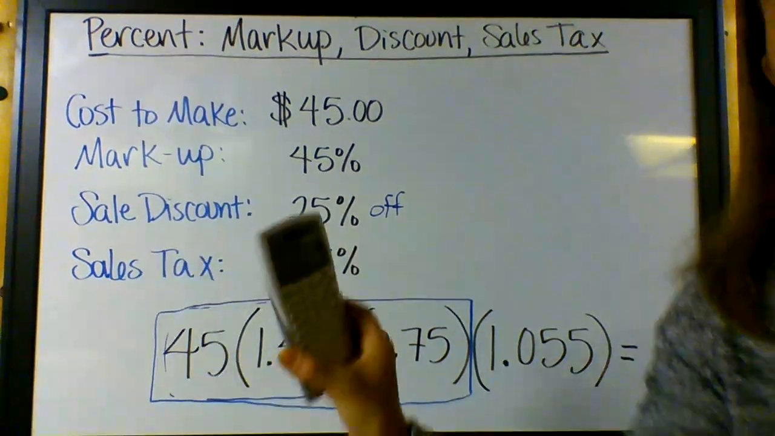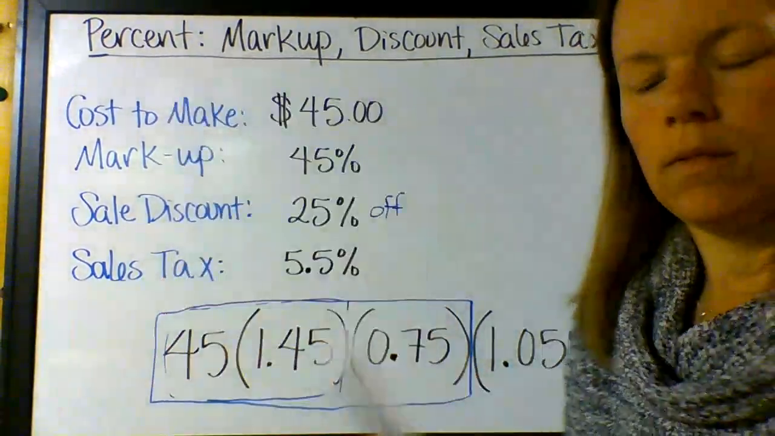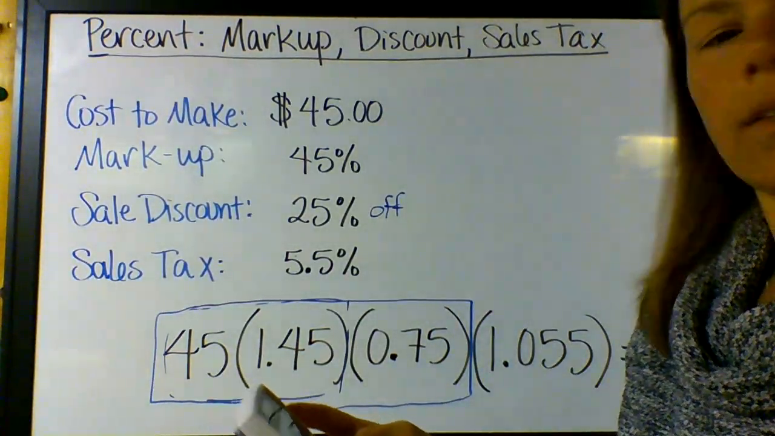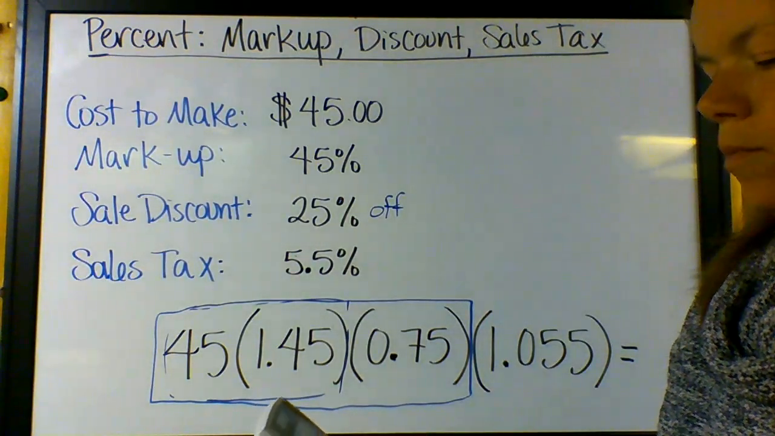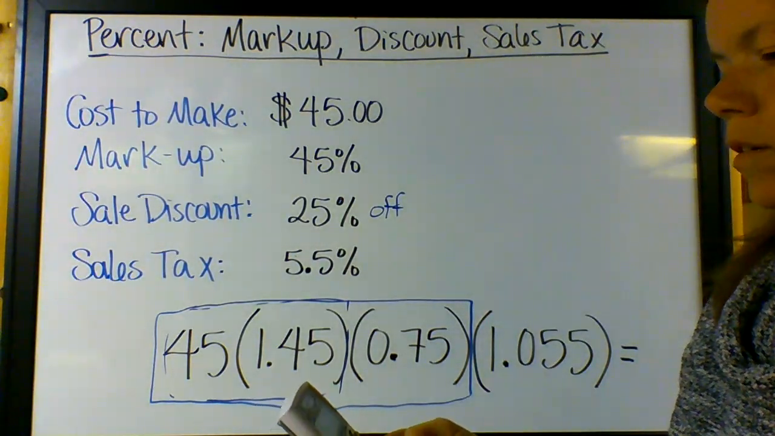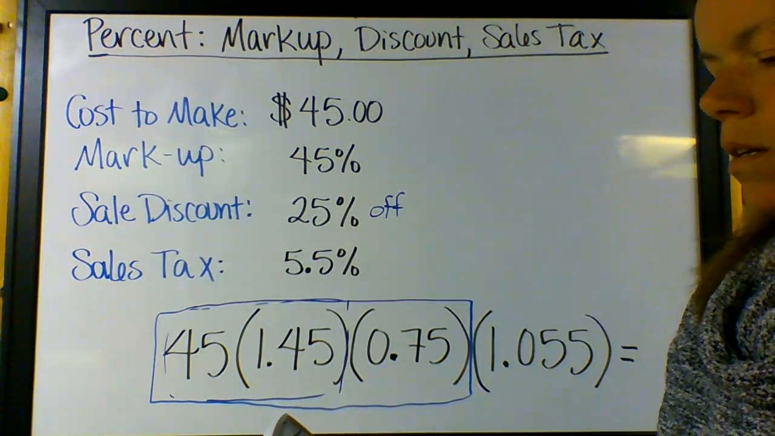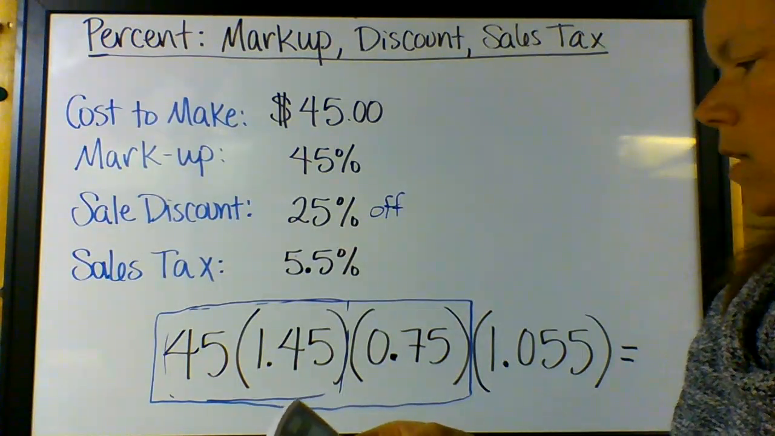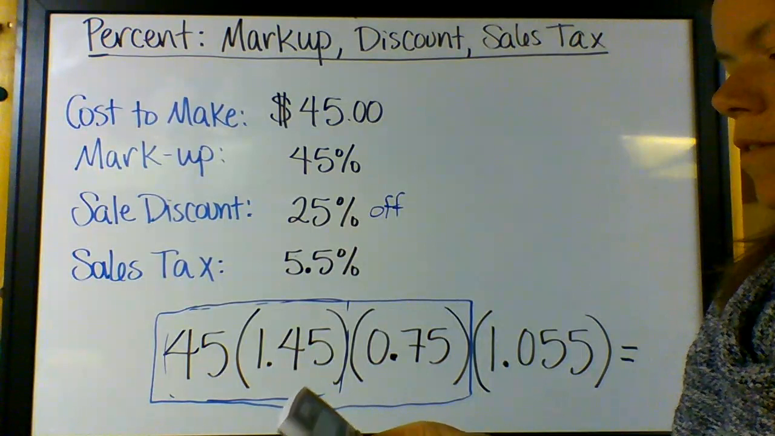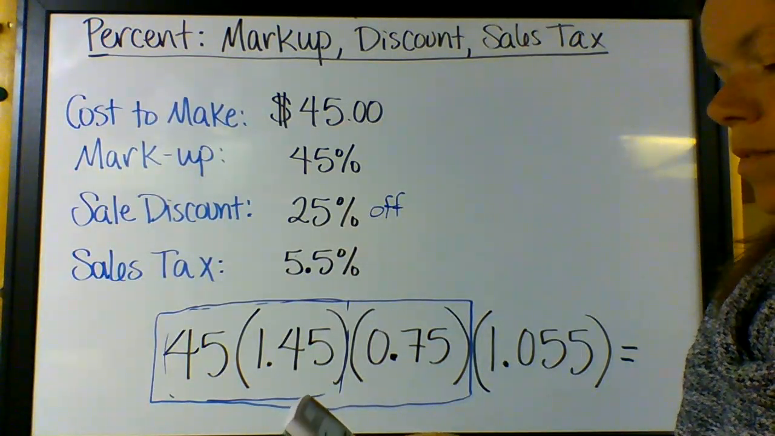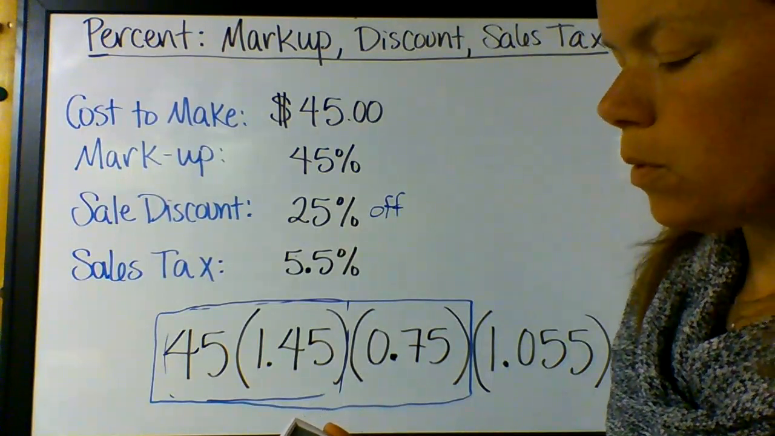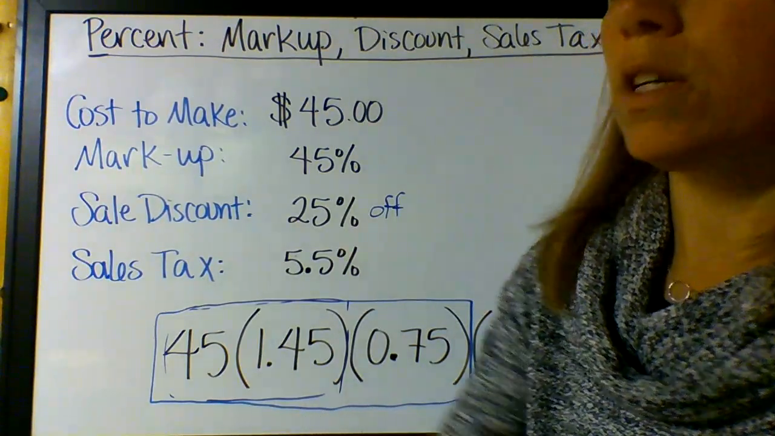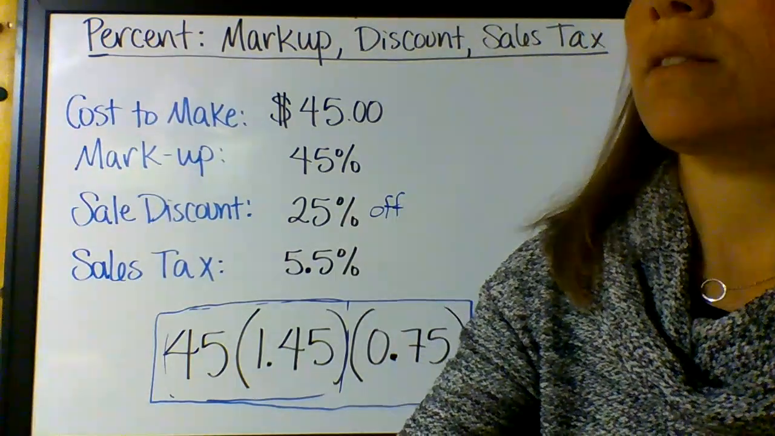All right, I've got a calculator here. So let's multiply this out. 45 times 1.45. Whoops, I made a mistake. Times 1.45 times 0.75 times 1.055. $51.63 rounding it. I have 51.629.